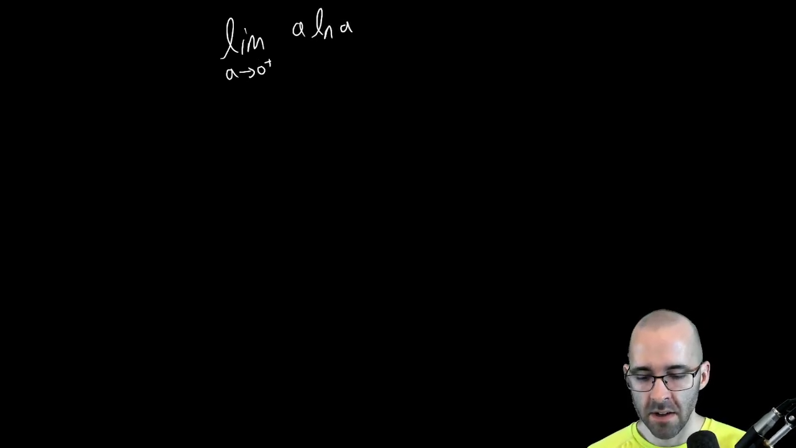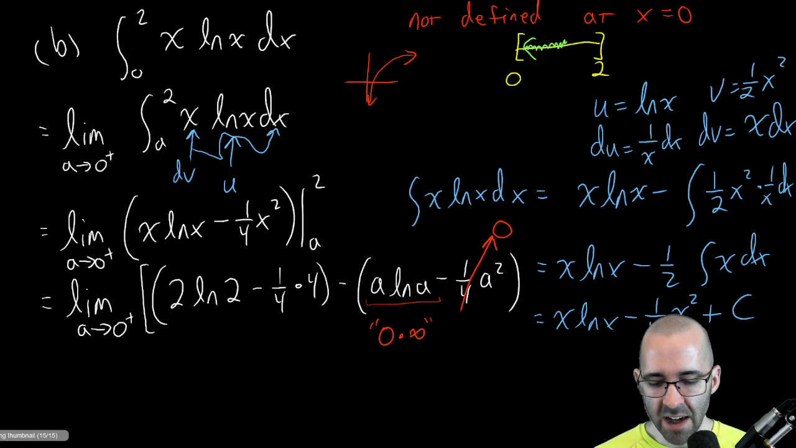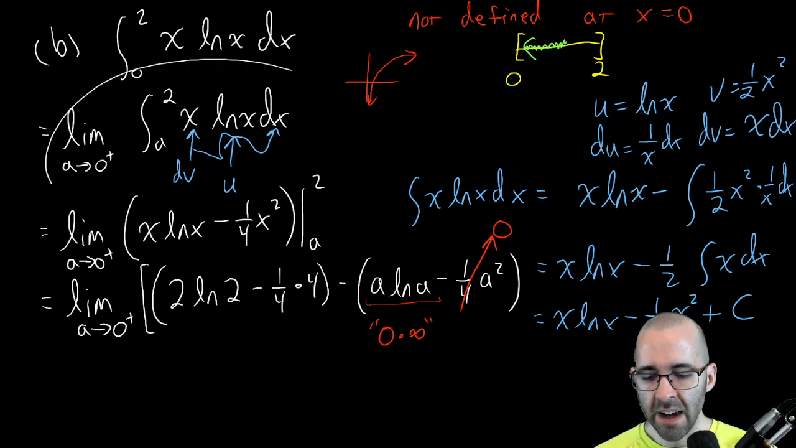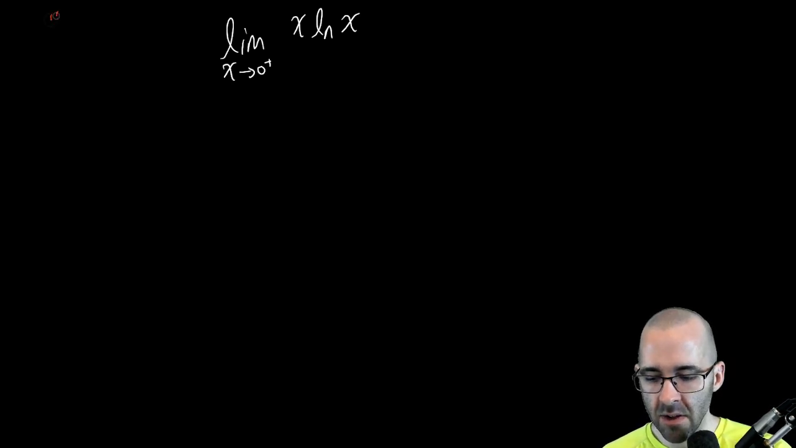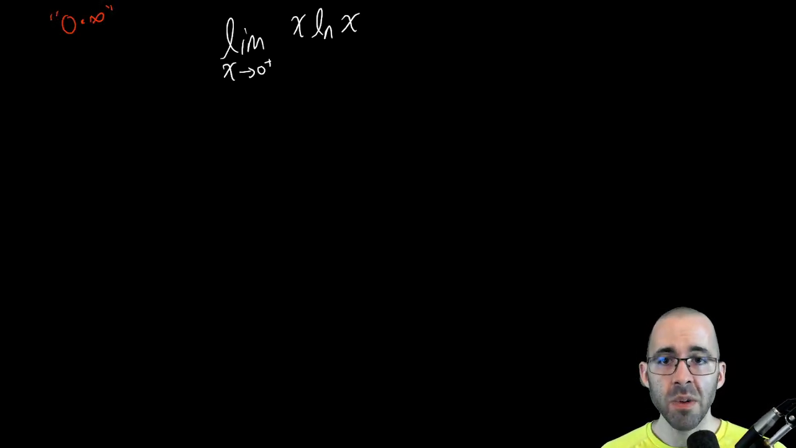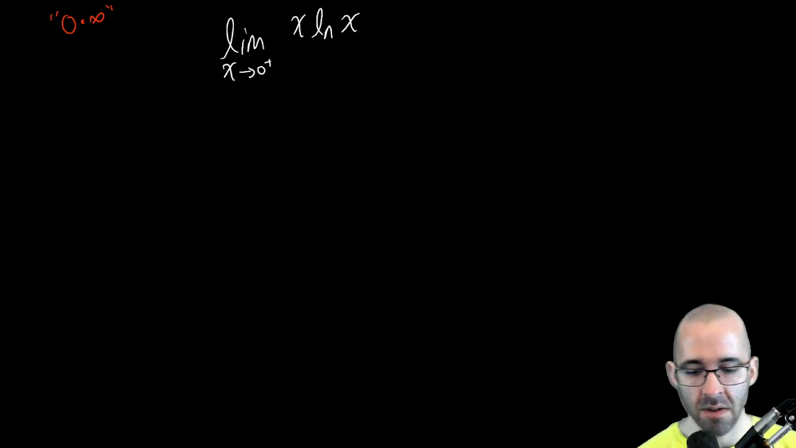The limit as a goes to 0 from the right of a ln a. Sometimes people are more comfortable looking at these limits with x's. So when we go off to the side, we can't have x's here because x means something else. But if we go off to the side, we can look at it with x's and then just say it's the same for a's. So again, this is that 0 times infinity case. To use L'Hopital's rule, we have to write this as either infinity over infinity or 0 over 0.